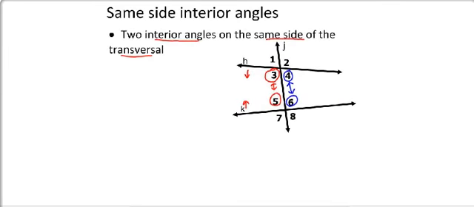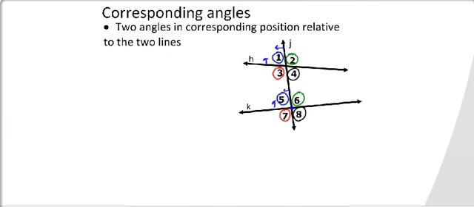Then you got the same side interior angles, so they're on the interior of the two lines that are being intersected by the transversal, and they're on the same side. Then corresponding angles. That means they are in corresponding position relative to the two lines. So in this example, 1 and 5 are corresponding, 2 and 6, 3 and 7, 4 and 8.